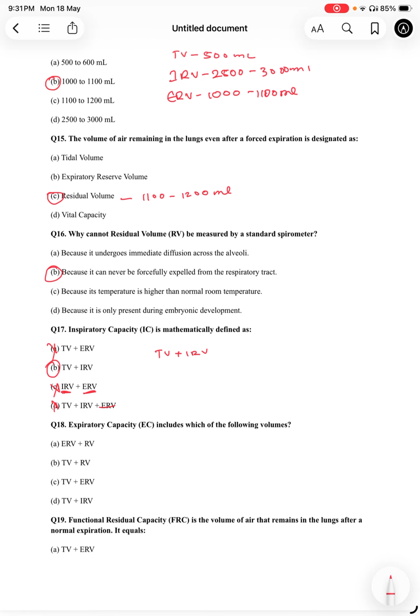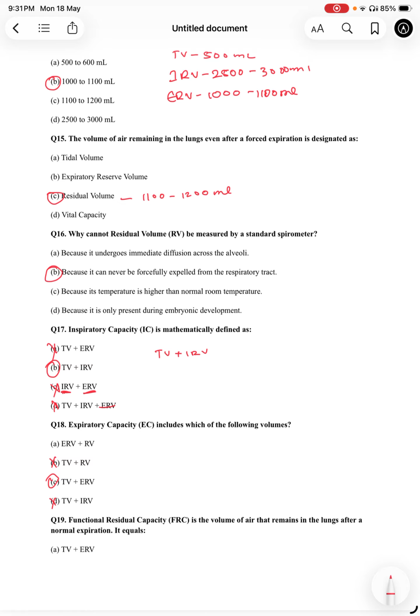Okay, expiratory capacity. First thing you know, expiratory capacity, ERV will be there. Okay, so the IRV option is cancelled, TV plus RV is cancelled. So it's either residual volume or tidal volume. Obviously, it's tidal volume, correct? Basically, it is the maximum volume a person can exhale after a normal tidal inspiration.